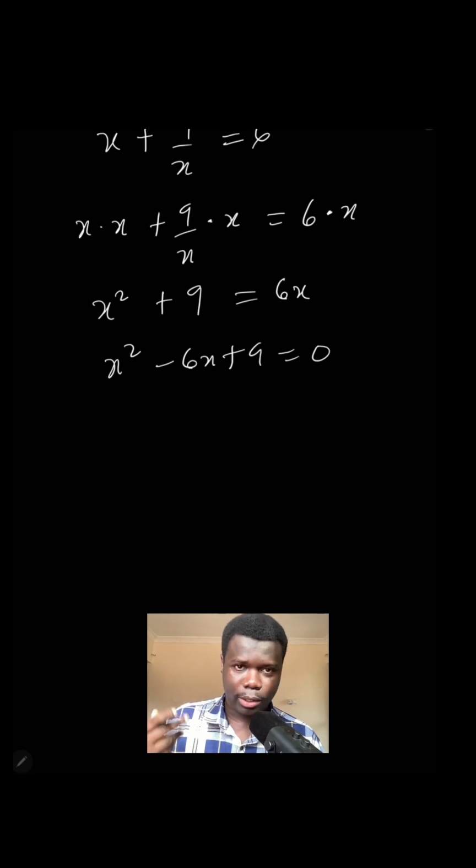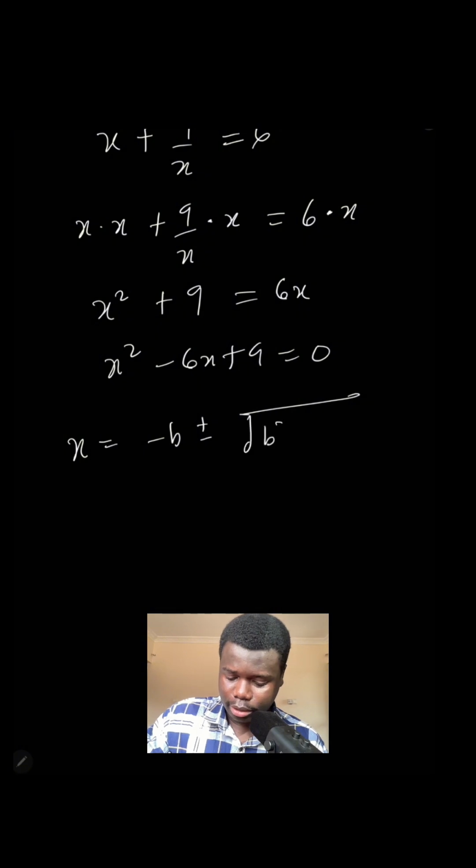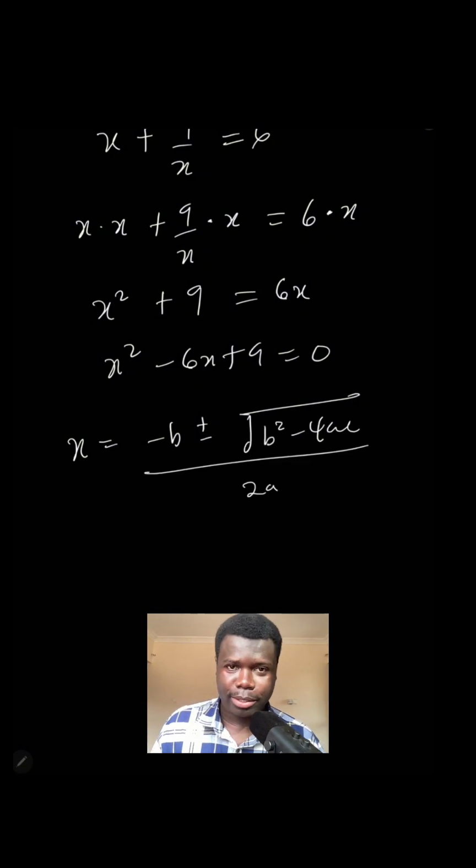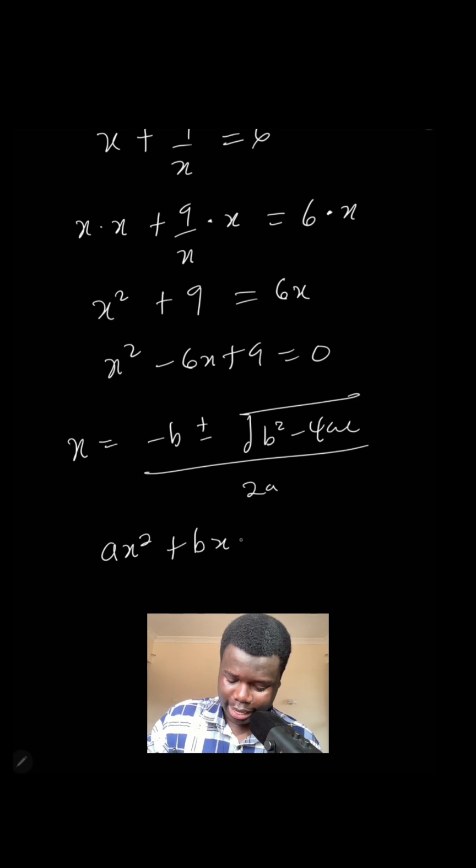Great. So there are different ways we can solve quadratic equations, but I'm going to go with the formula method. With the formula method, we know the formula is x equals minus b plus or minus square root of b squared minus 4ac all over 2a. So this is the formula method. It comes in handy, so it's really good that you know it. That's because a quadratic equation is written in the form ax squared plus bx plus c.